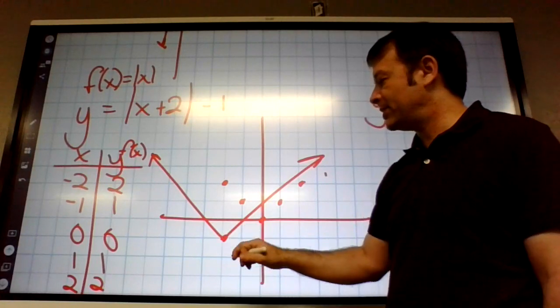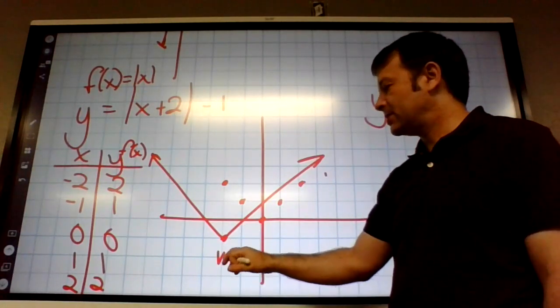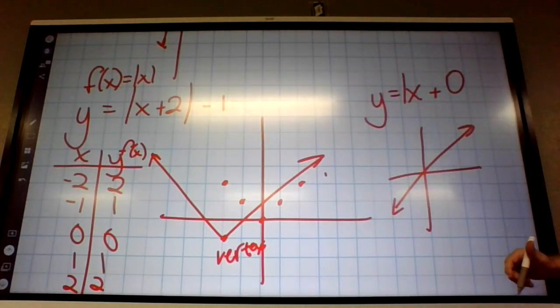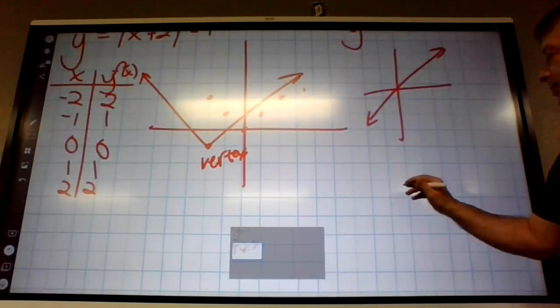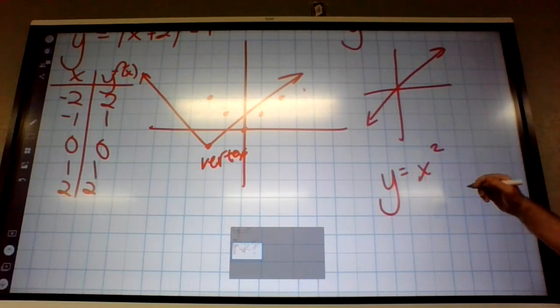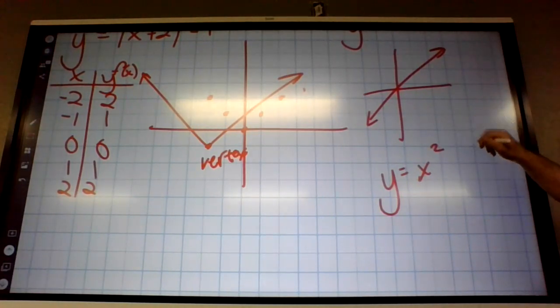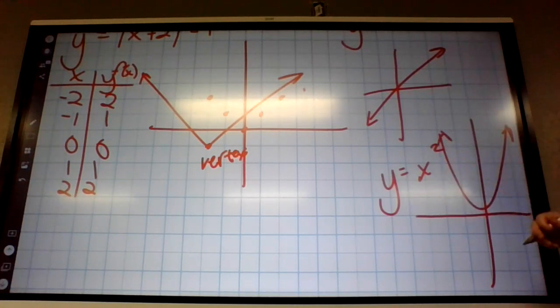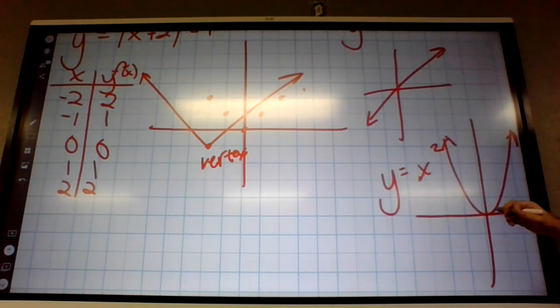Do you guys remember what this point down here was called? Vertex, yeah. And do you remember what this graph made? It's going upside down. Well, that would be like this. That's right, it's called a parabola. That's what I was talking about. And that's also the vertex. Yeah. So that stuff, it's been a long time since we did that, right?